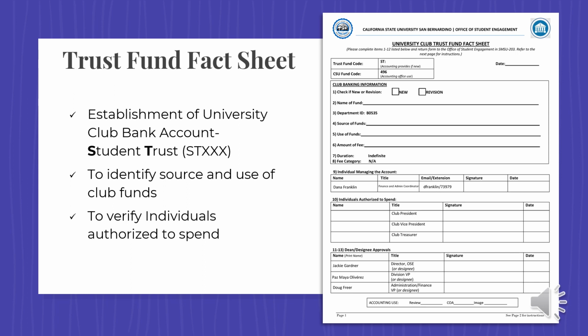If you are unsure of whether or not your student organization has an existing ST fund, or you would like to confirm the ST fund number for your organization, please email oseinfo@csusb.edu so that we may provide you with the information on record.